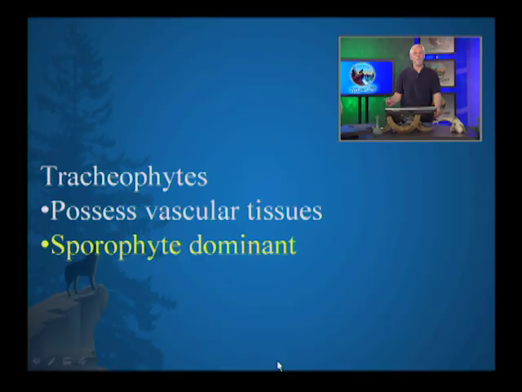So the plant that you normally see, if it has any size to it at all, would be a sporophyte. Sporophyte dominant means that the sporophyte will live a lot longer than the gametophyte, and it's physically larger than the gametophyte. So most of the plants that we're familiar with are tracheophytes and are sporophyte dominant.